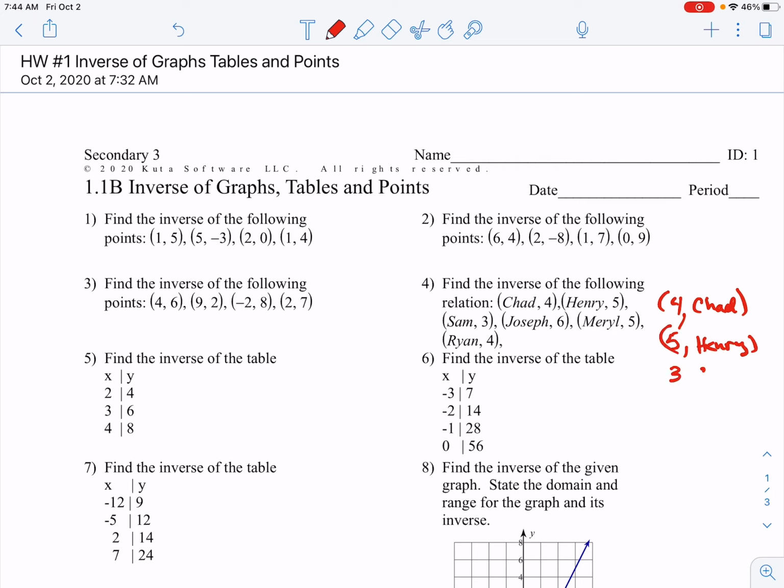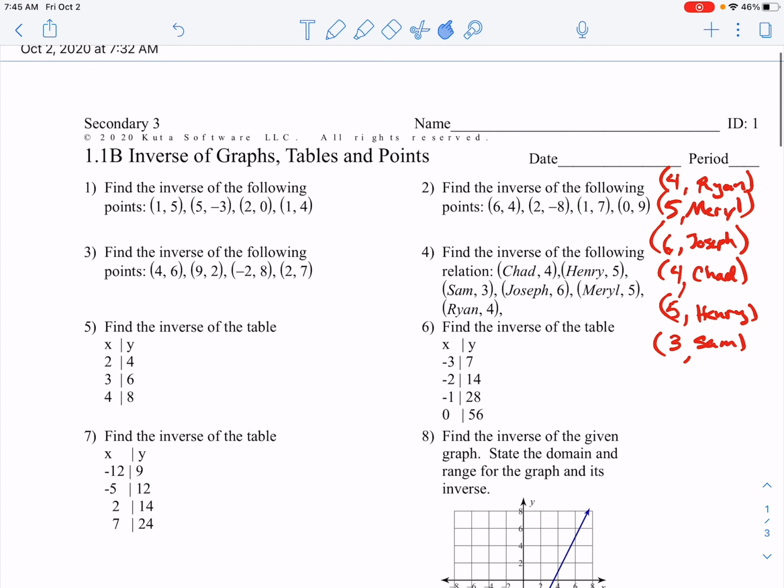Three Sam. 6 Joseph. 5 Merrill. And 4 Ryan. Okay, you're just reversing the domain and the range on those, just like you would on the points and the table. All you're doing is rewriting it, switching the numbers.